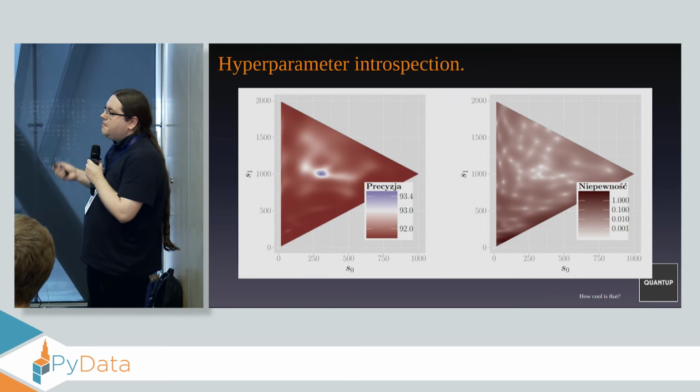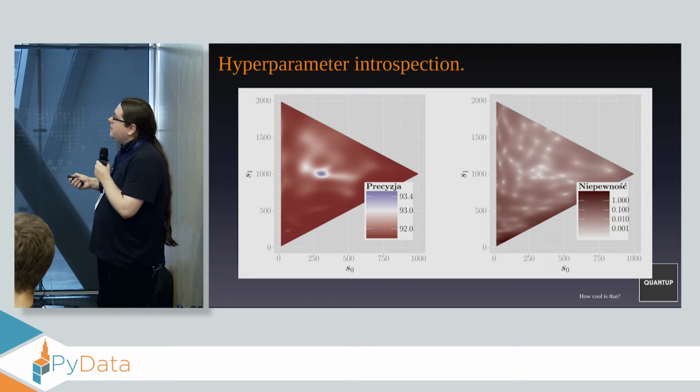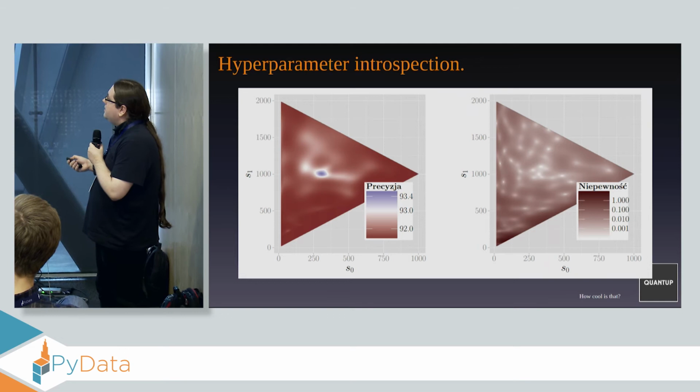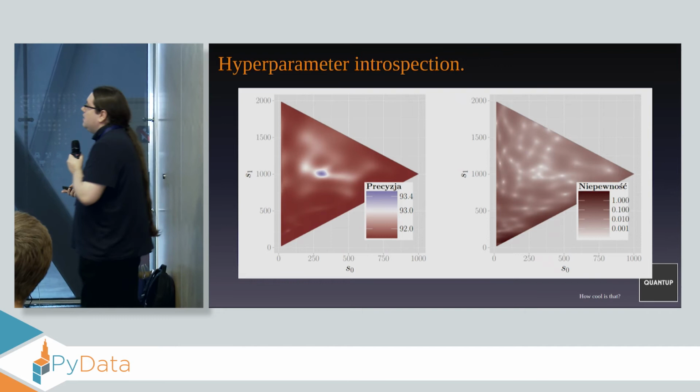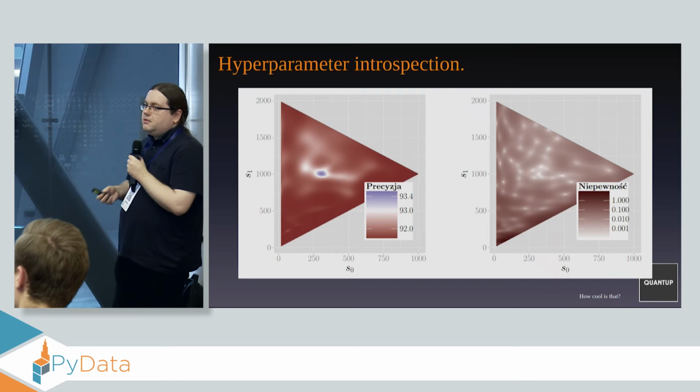The places where the hyperparameters were very good were often tested to check new possibilities. The places where there were not many good hyperparameters, the model automatically ignored so that it didn't spend time to test them.